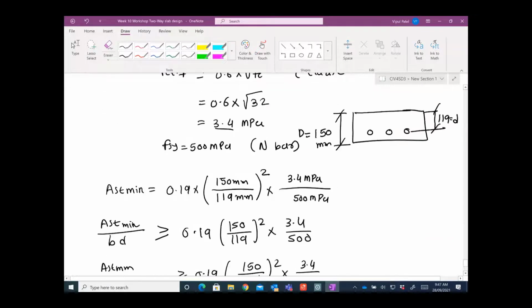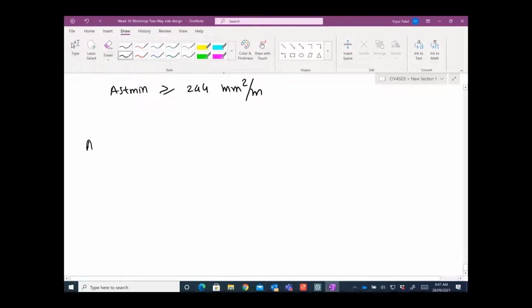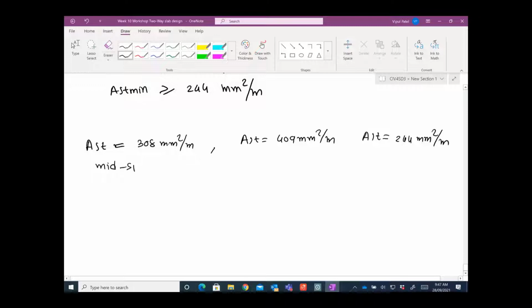So after the minimum we again have three values. Ast at the midspan, which is 308 millimeters squared per meter. Ast at the continuous edge, 409 millimeters squared per meter. And Ast at the discontinuous edge, we just provide the minimum that is required. So it is the bottom bar at the midspan, the top bar at the continuous edge, and this is the discontinuous edge.